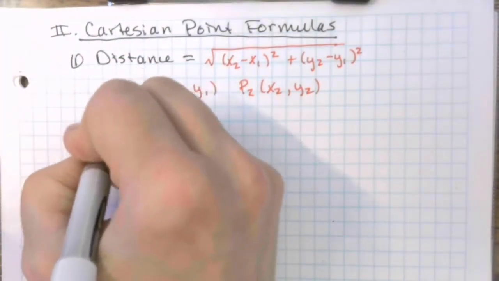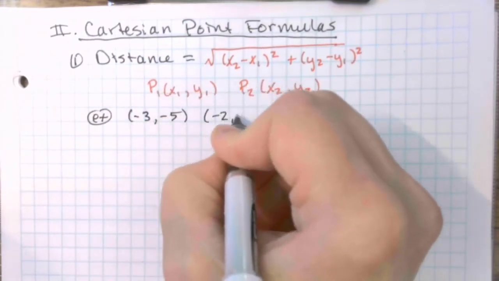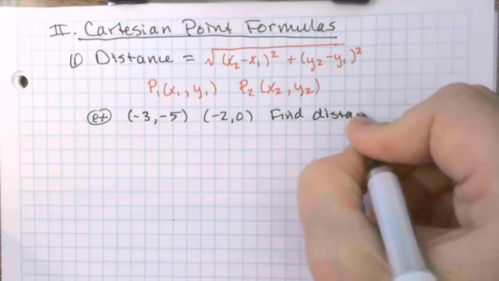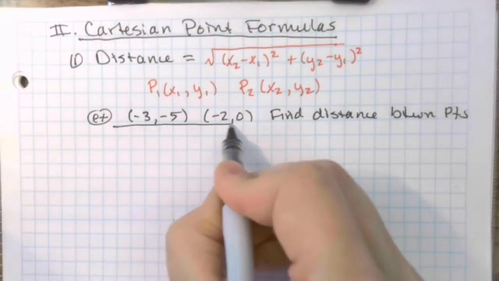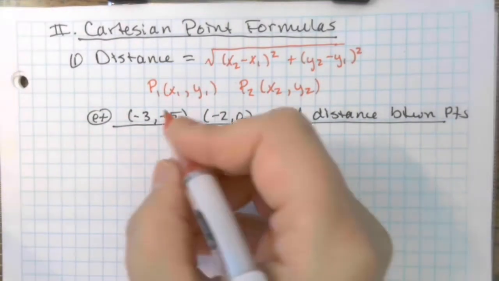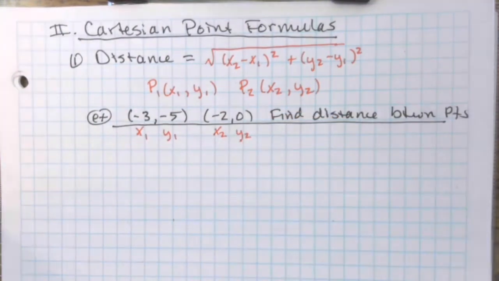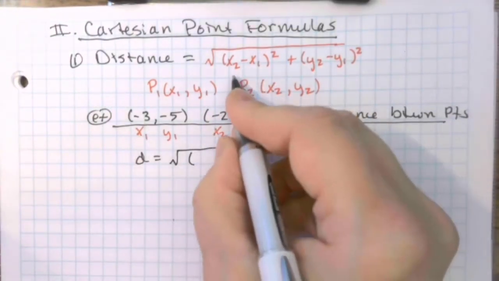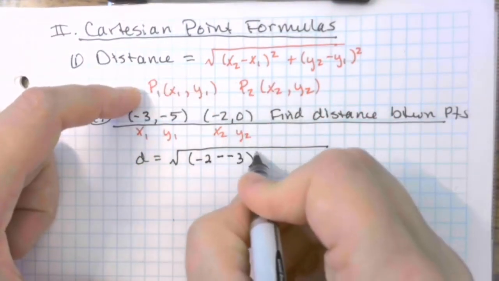Okay, so let's do an example. We've got a point -3, -5, and another point -2, 0. And we're going to find the distance between the points. All right, so I'm just going to designate these in order. X sub 1, y sub 1, x sub 2, y sub 2. All right, let's feed those into the formula. So distance equals gigantic square root x sub 2 minus x sub 1. So -2 minus a -3, quantity squared.